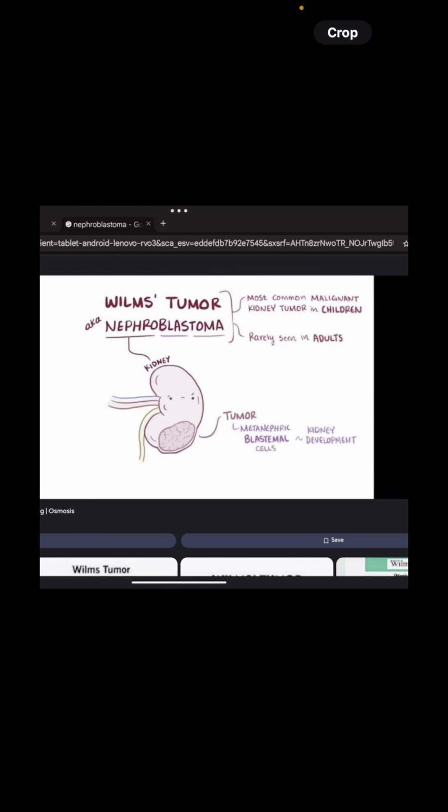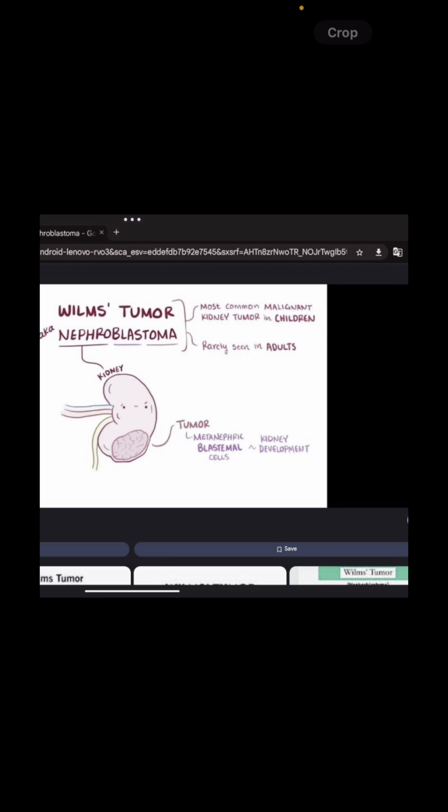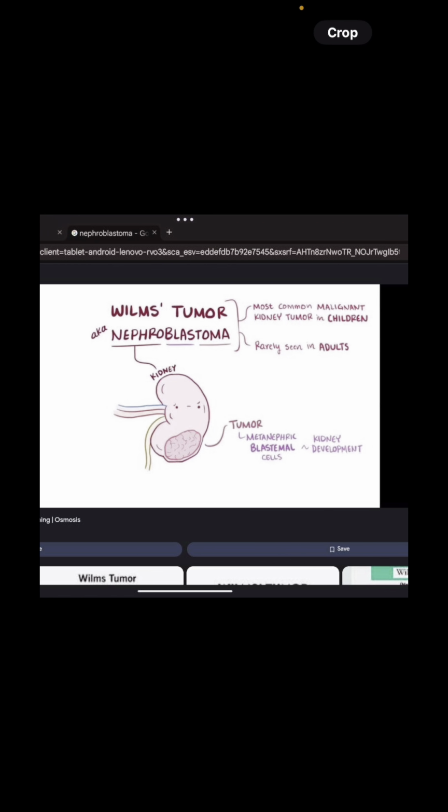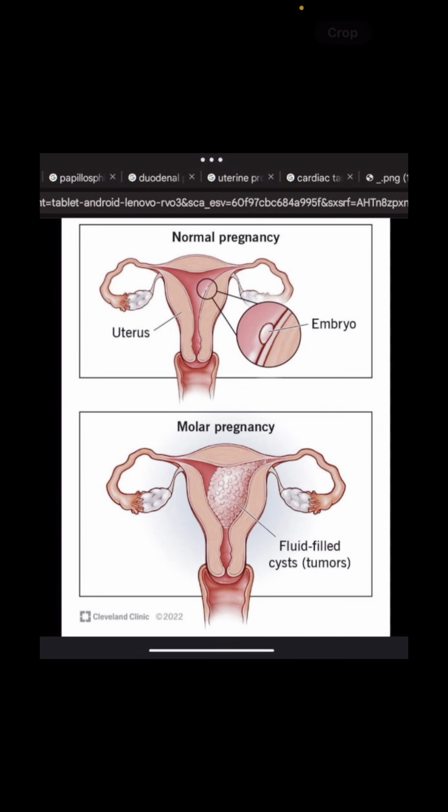Another thing is Krukenberg tumor, which is also there in the KROK question. So just so you know, the Krukenberg tumor is a metastatic ovary tumor which will arise from the stomach and metastasize to the ovaries. Next is molar pregnancy.